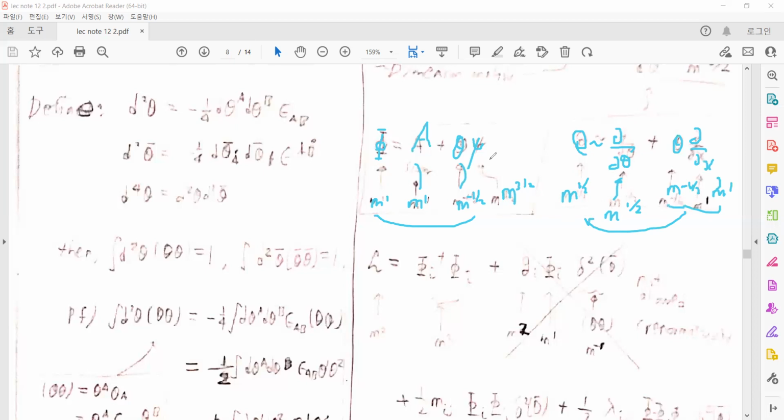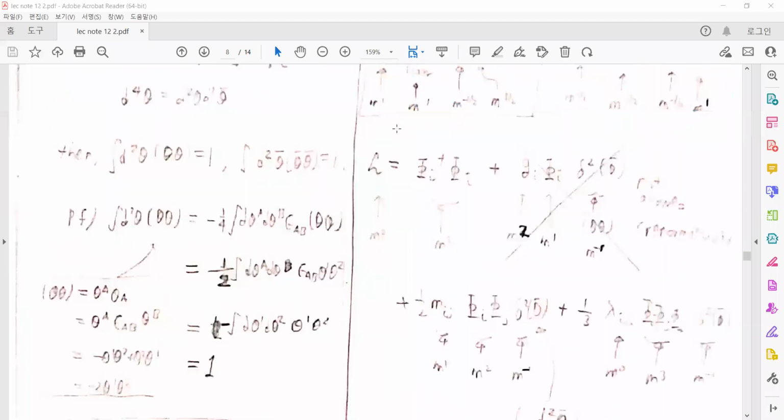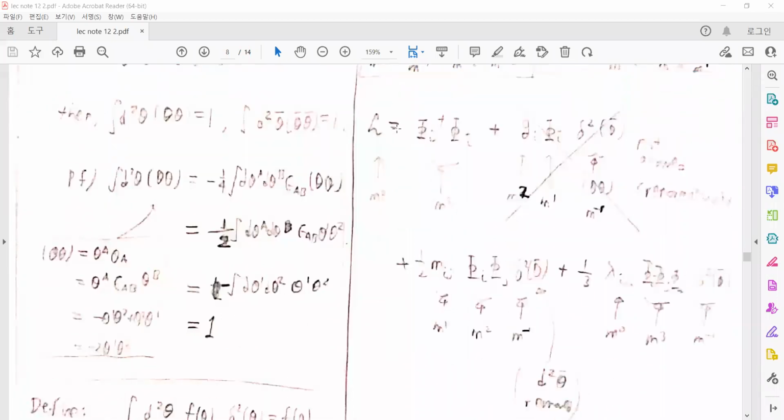And now we can construct a polynomial of such chiral fields, and we choose terms that satisfy such mass dimension analysis.